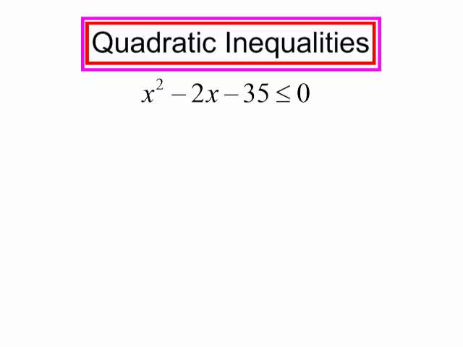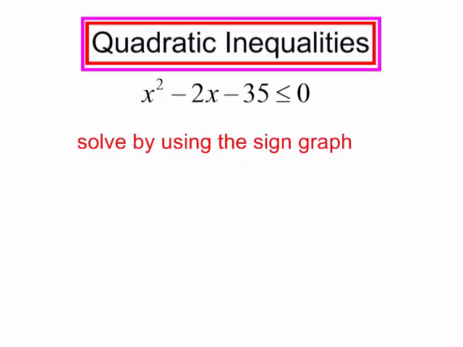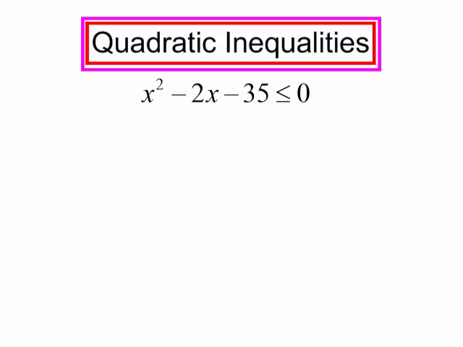Let's solve a quadratic inequality. I have x squared minus 2x minus 35 is less than or equal to 0. I'm going to solve this two ways. First, I'm going to solve this by using the sign graph. Now the sign graph is just a lot of positive and negative signs. And then I will graph this in my calculator and we will determine the answer using the graph.